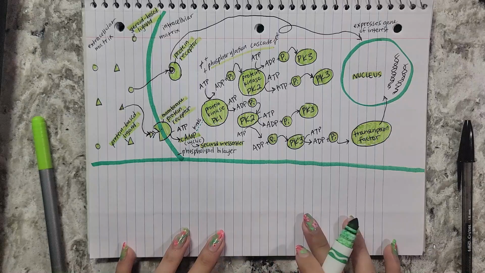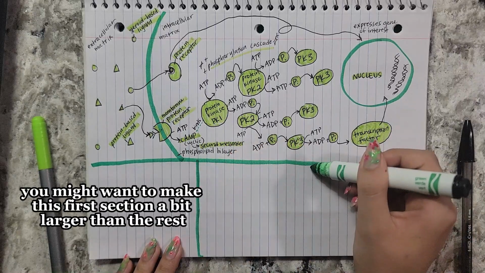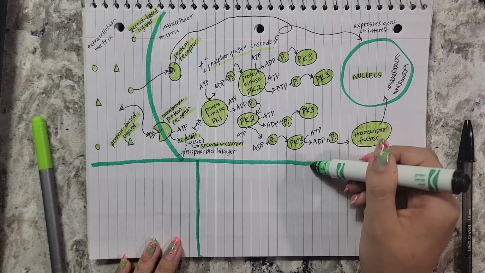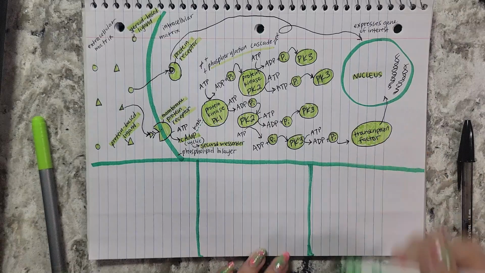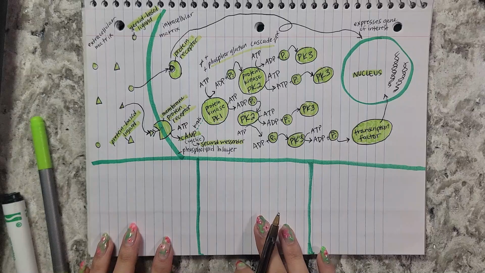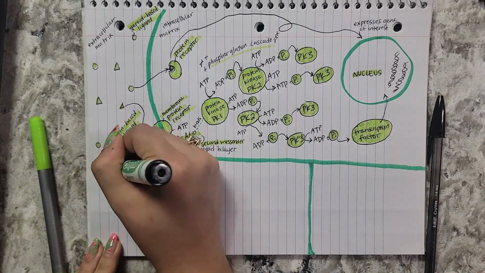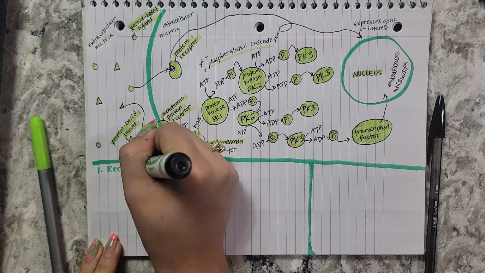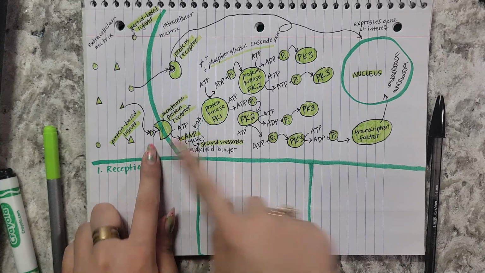Okay, we're going to break this into about thirds. Do your best. It might get a little bit squishy in here, so we'll see if we can write everything down. Wow, that was not a very straight line, was it? That's okay. All right, so first we're going to talk about reception. This is our first step, being that we are receiving a signal.